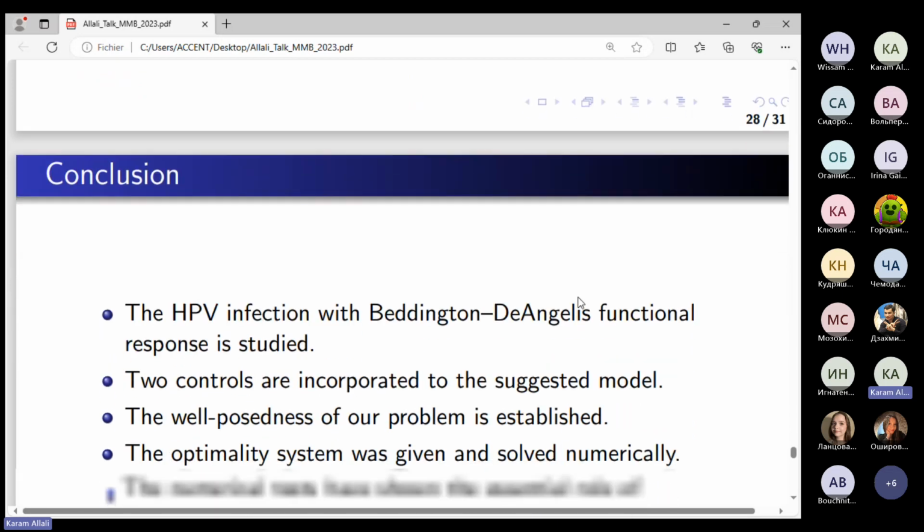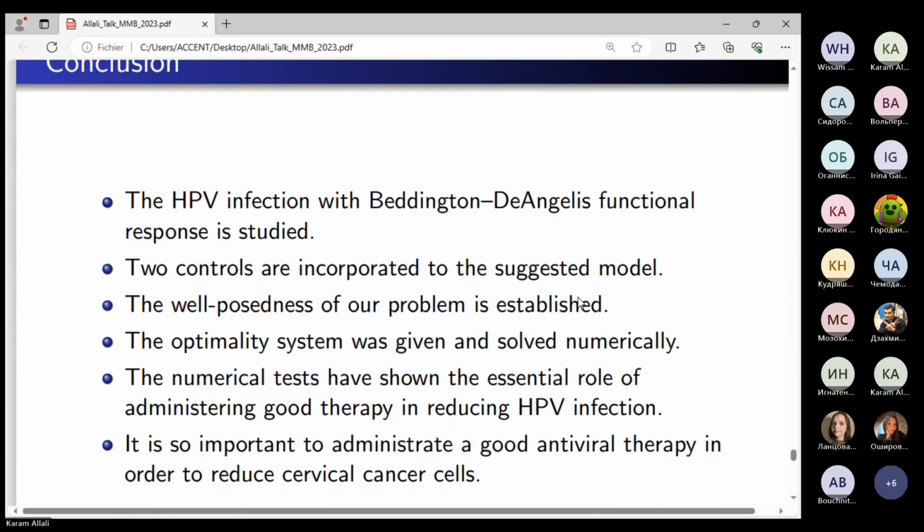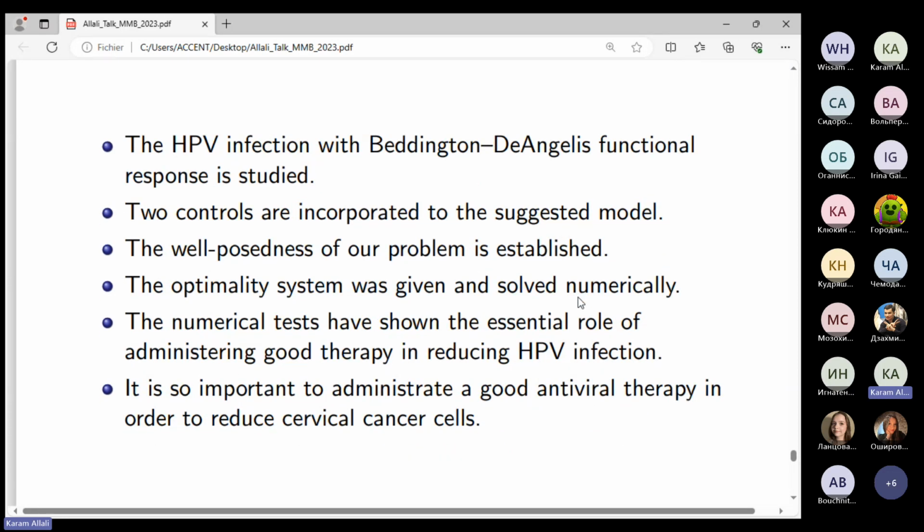As concluding remarks, we have studied the HPV infection with the Beddington-DeAngelis functional response, as well as the saturated rate functional response. Two controls are incorporated into the suggested model. The well-posedness of the problem is established. The optimality system was given and solved numerically. The numerical tests have shown the essential role of administering good therapy in reducing HPV infection. It is so important to administer good antiviral therapy in order to reduce cervical cancer cells.